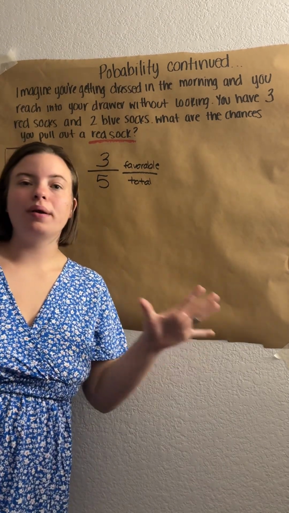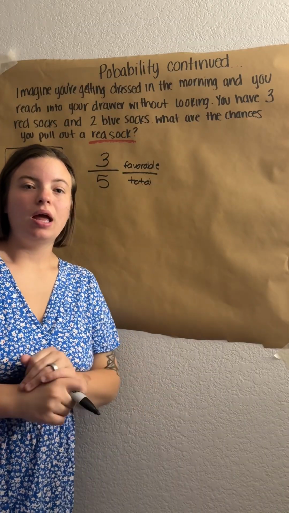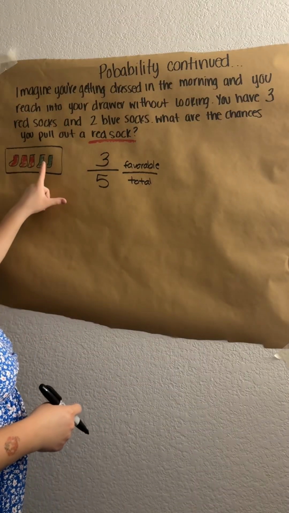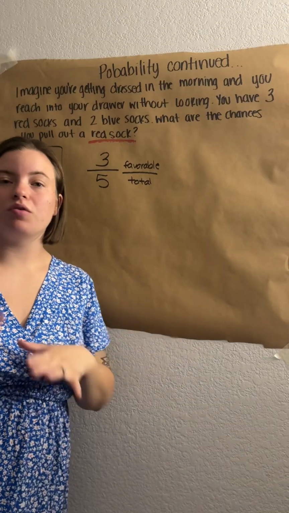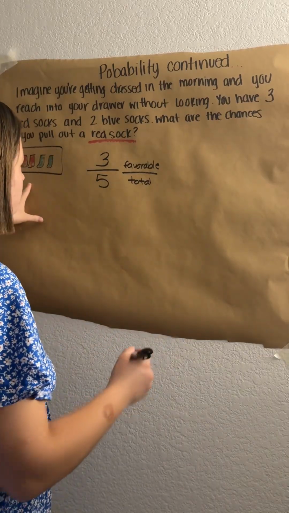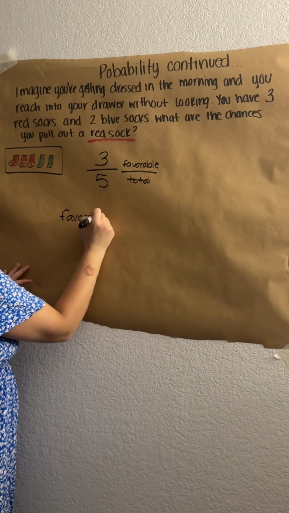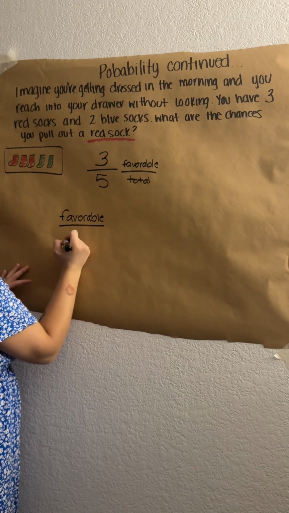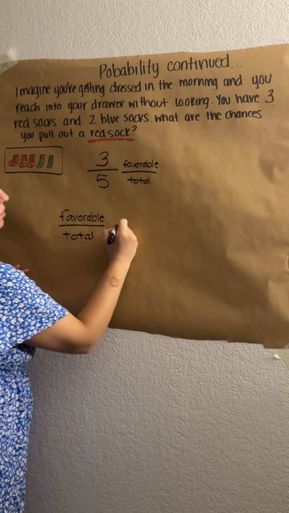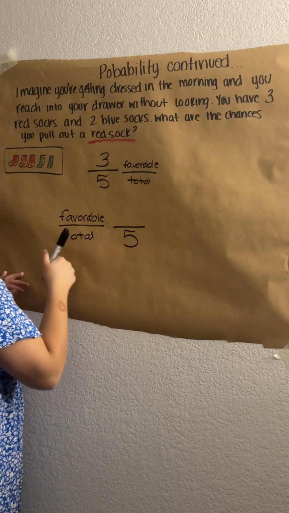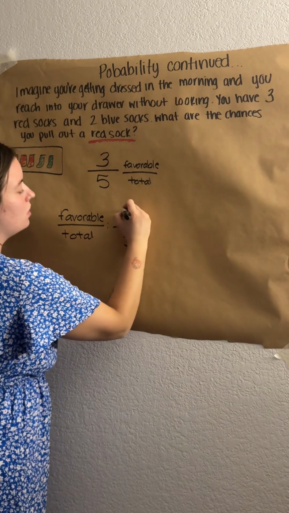Let's go over one more probability question together real quick, and let's find the probability of finding these blue socks, just so we can see if we've figured this out. Again, we need our favorable, and this is going to be our blue socks, and then our total. We already know our total is 5 in that drawer. So favorable would be 1, 2 socks.